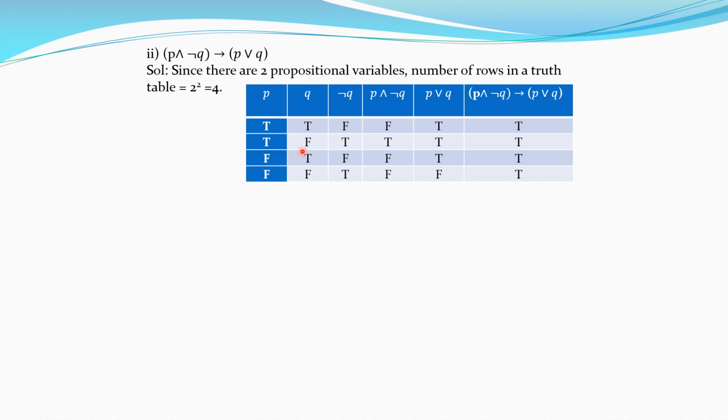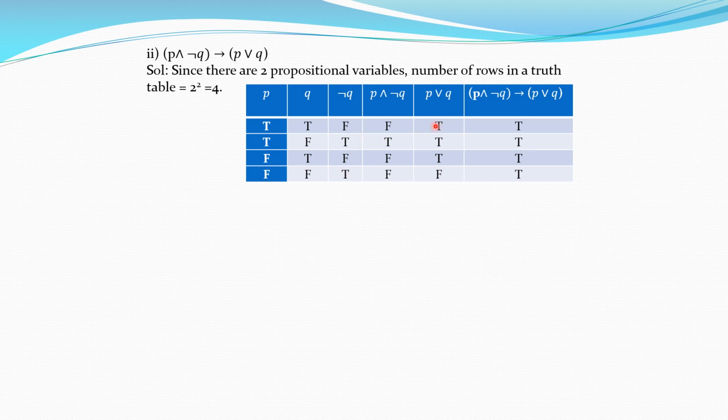So in case of and, it is true when both have true value. So in case of P and negation Q, in the second row both are true. So we get this value true and remaining values false. Now next column is P or Q. Now disjunction is false when both are false. So only in the last row we get a false value and remaining values are true.